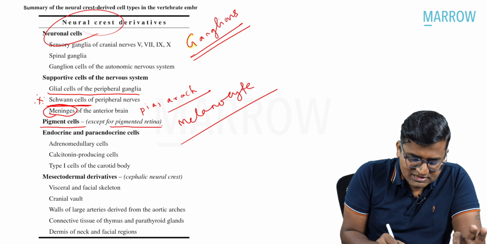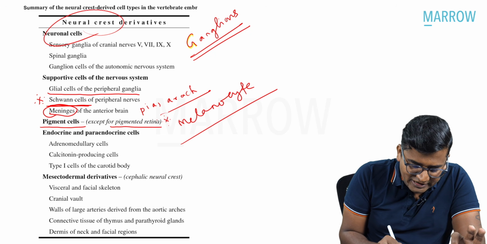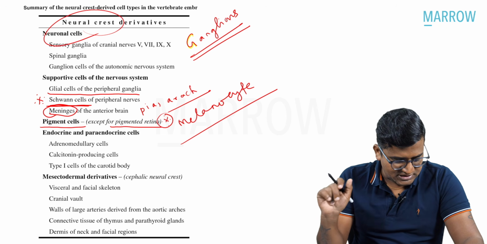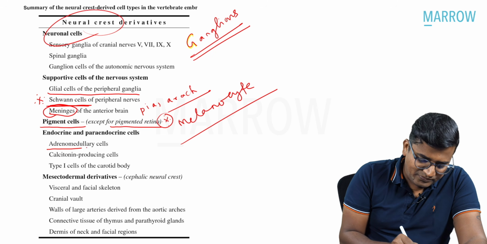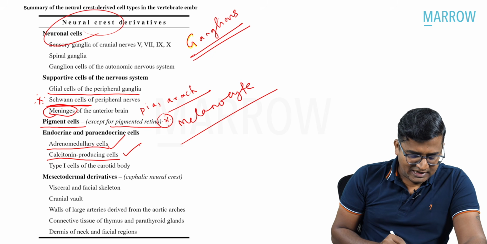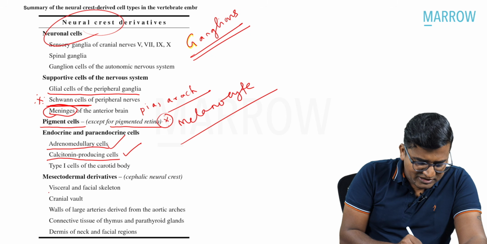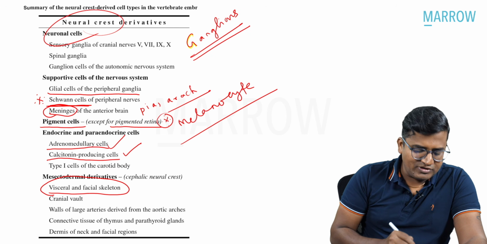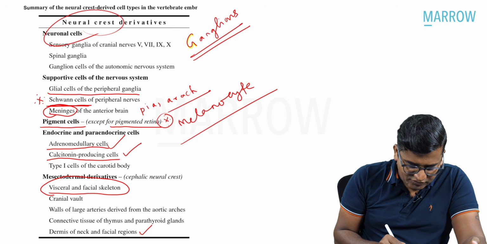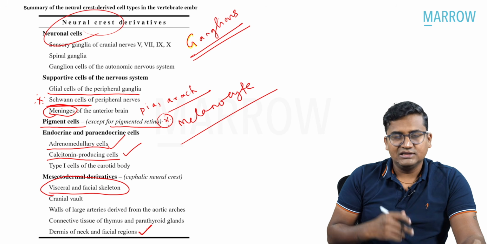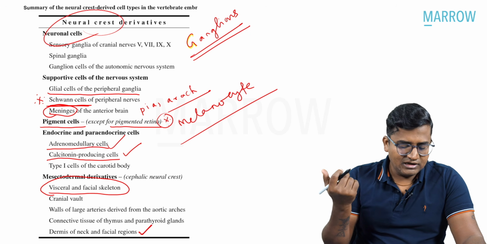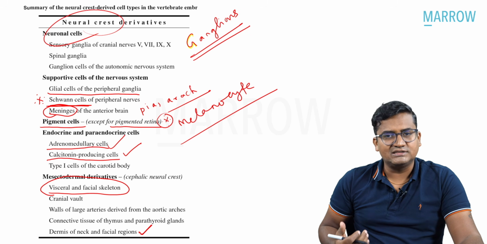retinal pigment cells. This is very important. Very often they give this wrong statement. Retinal pigment cells are not coming from the neural crest cells. And then the adrenal medulla, and the calcitonin producing cells. And you have to remember the facial skeleton is coming from the neural crest cells. And the dermis of the neck and facial regions, the dermal layer, is coming from the neural crest cells. At least remember these important things.